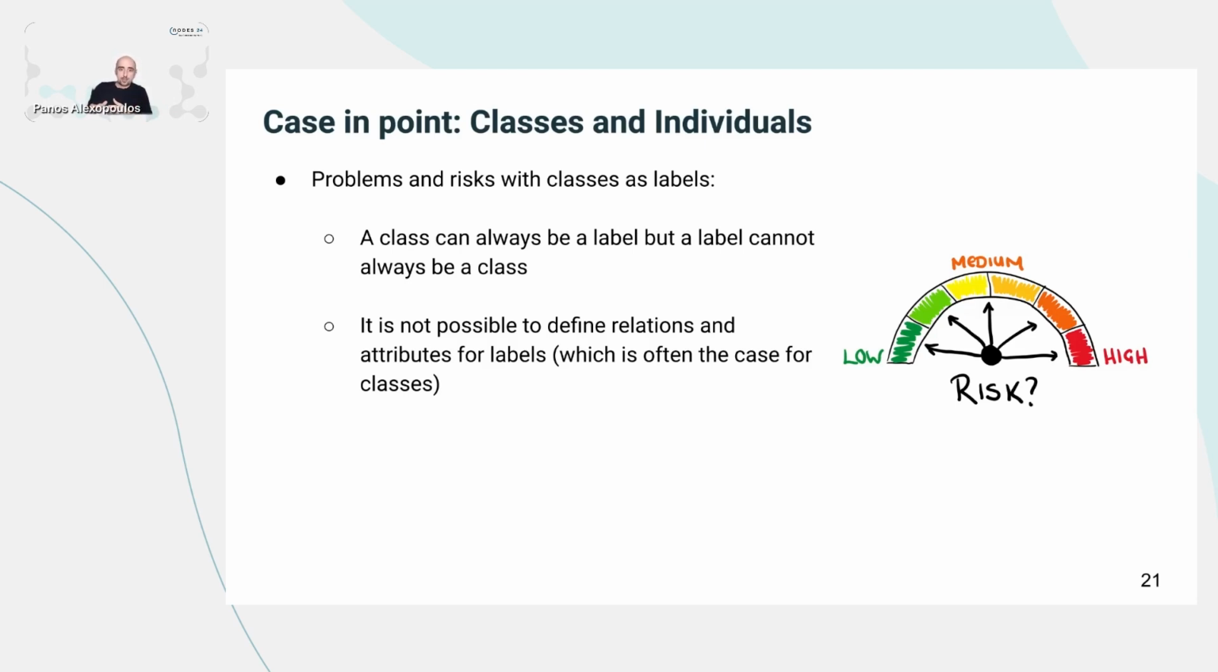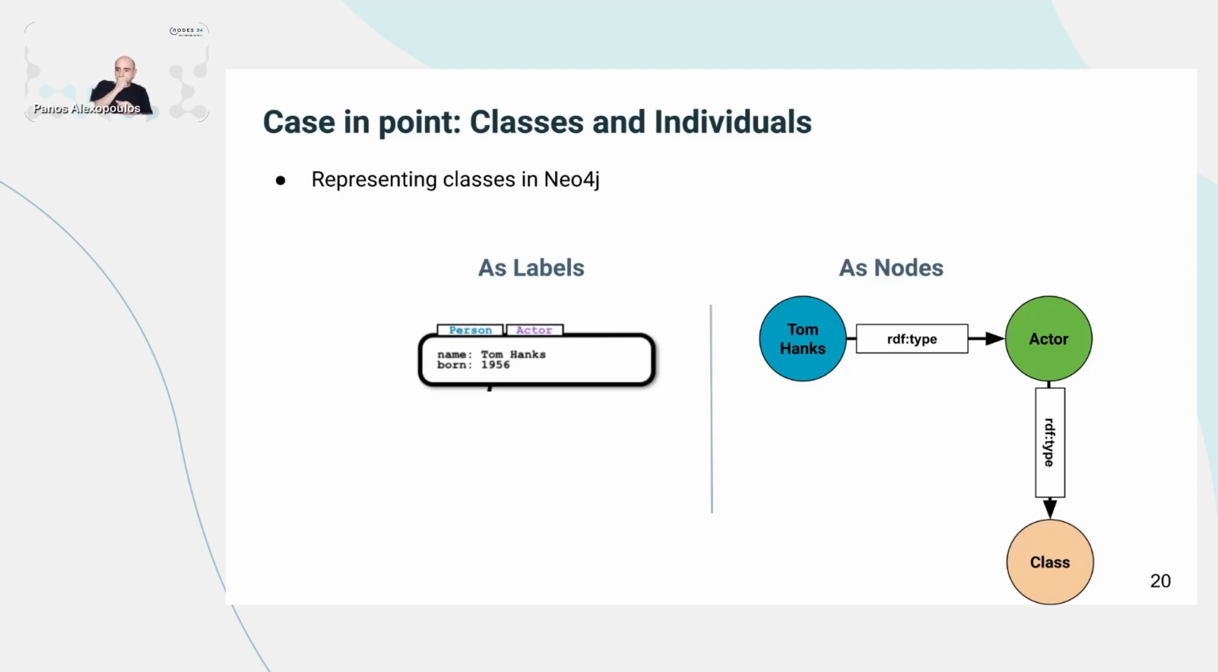by making it a label, right? Furthermore, if we just transform into a label, then we are not able to define relations and attributes for this class, right? So if in RDF I have the relation that an actor is a subclass of person, by making them labels, actor and person, I'm losing that relation. We don't have anymore the explicit relation between actor and person, something that we can do in an alternative way by using nodes and relations, right?